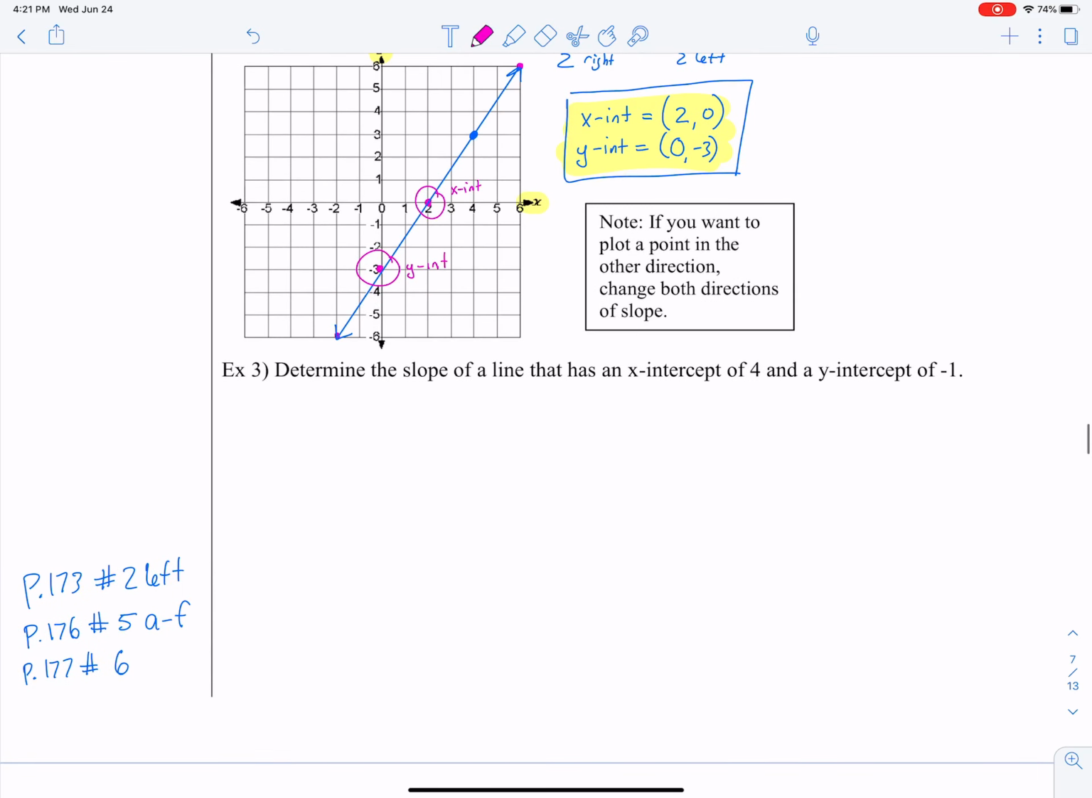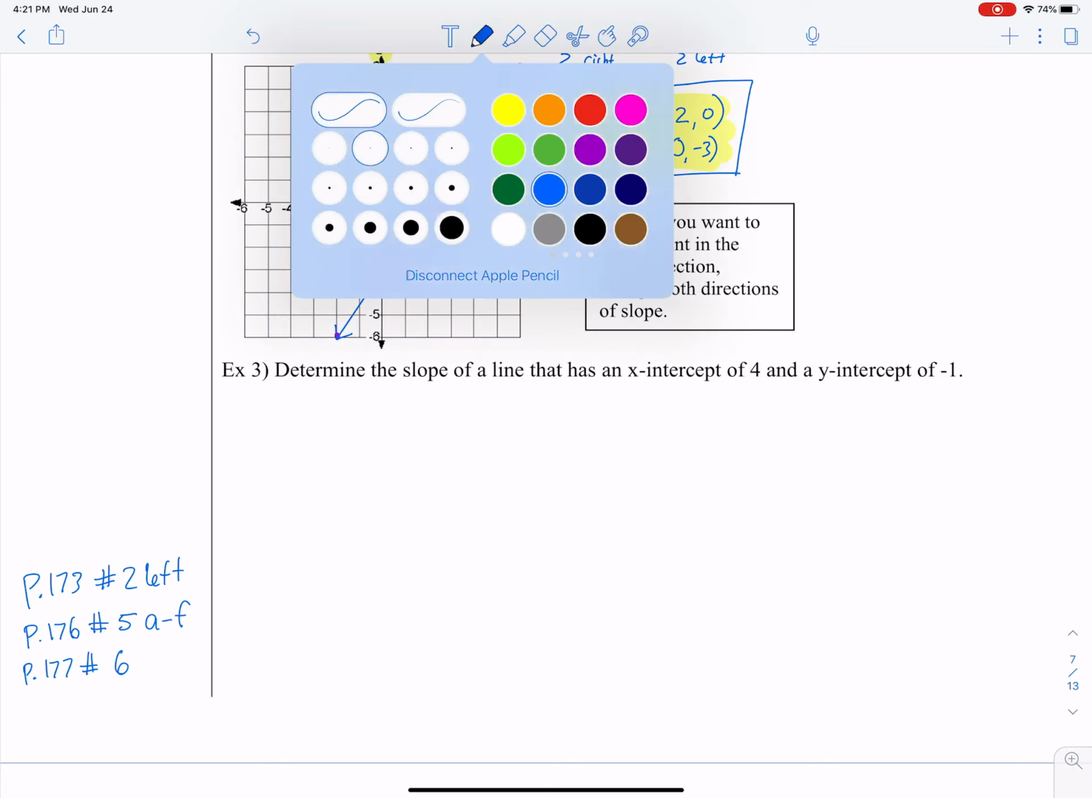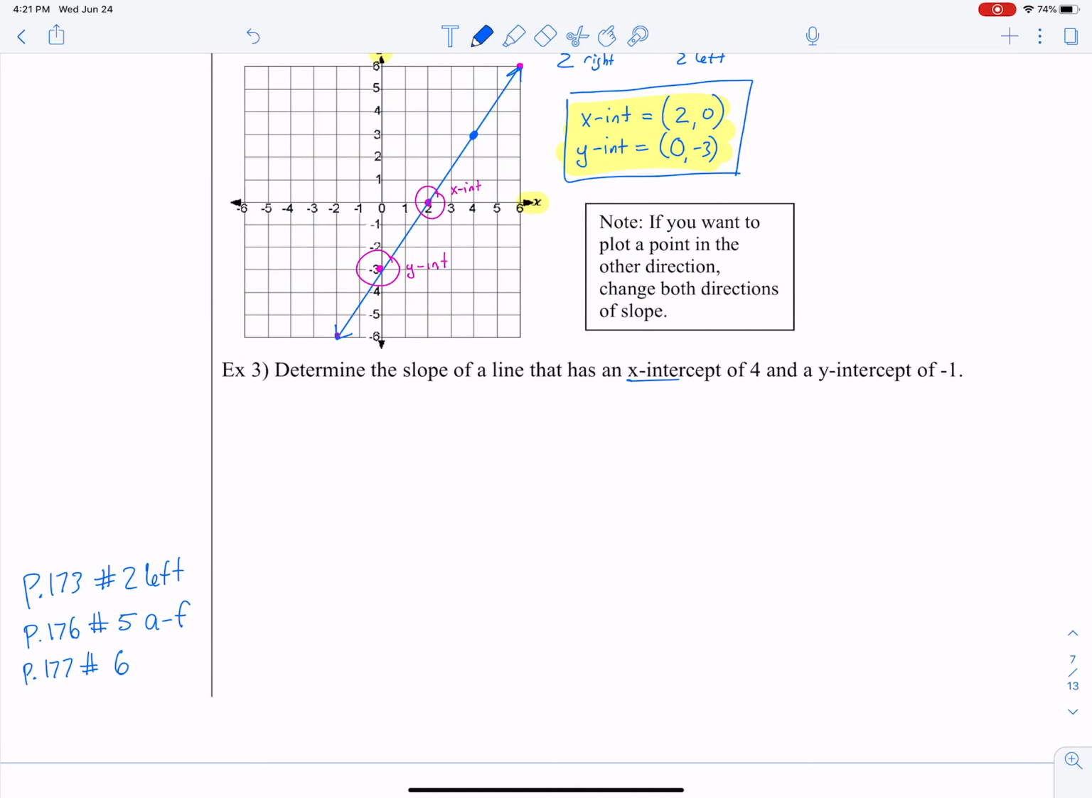So this next question says, determine the slope of a line that has an x-intercept of 4 and a y-intercept of -1. So in this case, this is telling us that since it's the x-intercept, it's going to be in the x position and the other number is going to be 0. And here this is the y-intercept, so that means we start with a 0 and then we have a -1.